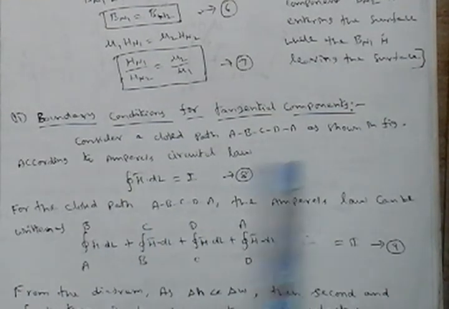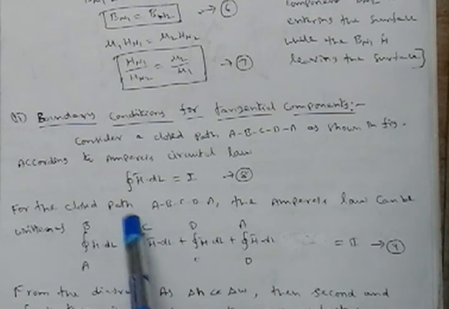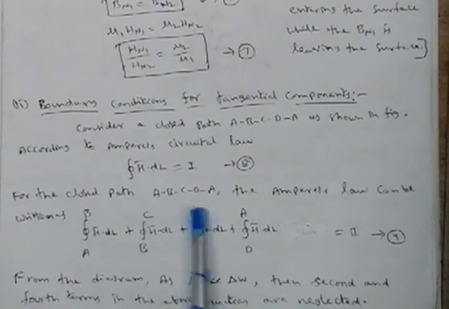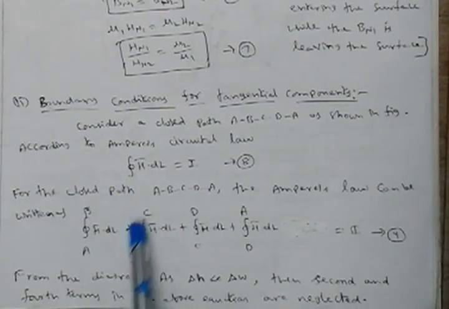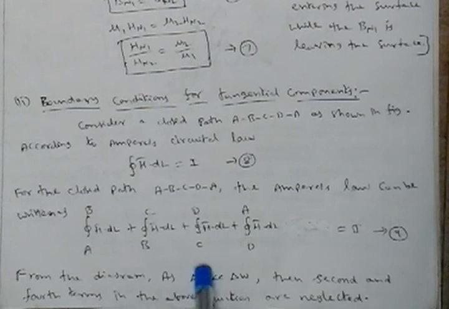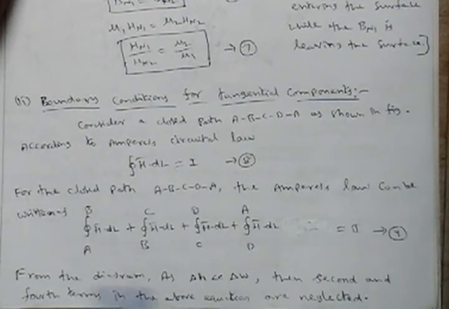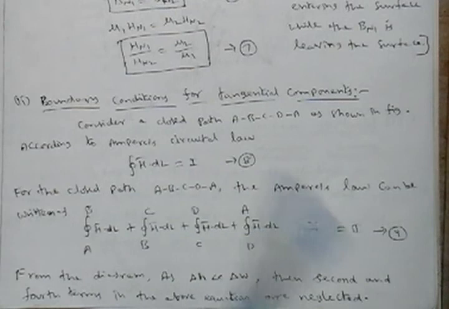To analyze this we need to consider Ampere's circuital law. Ampere's circuital law is the line integral of h bar dot dl is equal to current I. For the closed path, the line integral is divided into A to B, B to C, C to D and D to A, that is equal to I. From the diagram, the two sides AB as well as CD are approaching the boundary line, so the other two sides will be neglected. The two sides will be equal to 0.